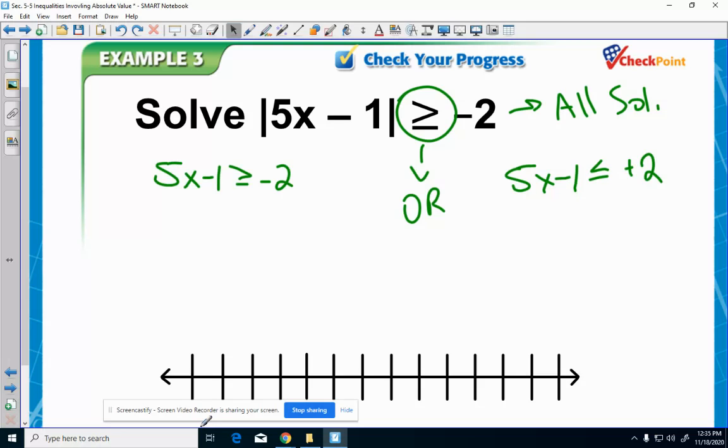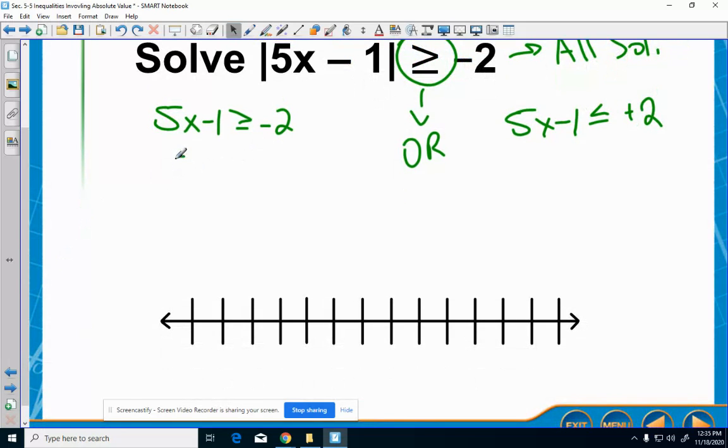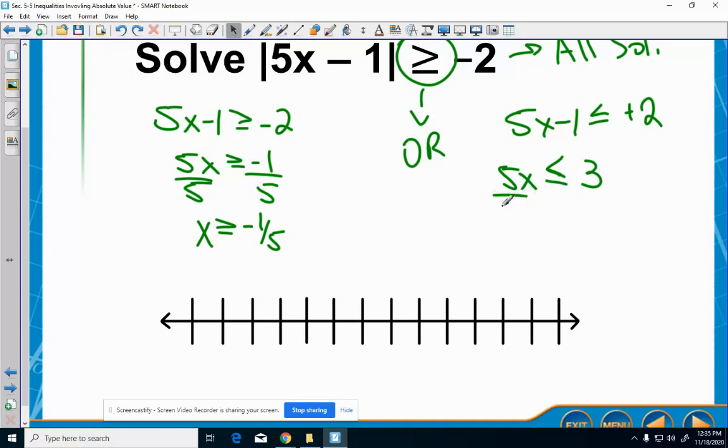But over here, things that are less than a positive are going to move to the left. And because it's an "or," we only require how many of them to be true? 1. And if they work towards each other and go past each other, right? So over here, if you solve this one, you get 5x is greater than or equal to -1, and you divide by 5, and you get x is greater than or equal to -1/5. And over here, if you add the 1, you get 5x is less than or equal to 3, and you divide by 5, and you get x is less than or equal to 3/5.